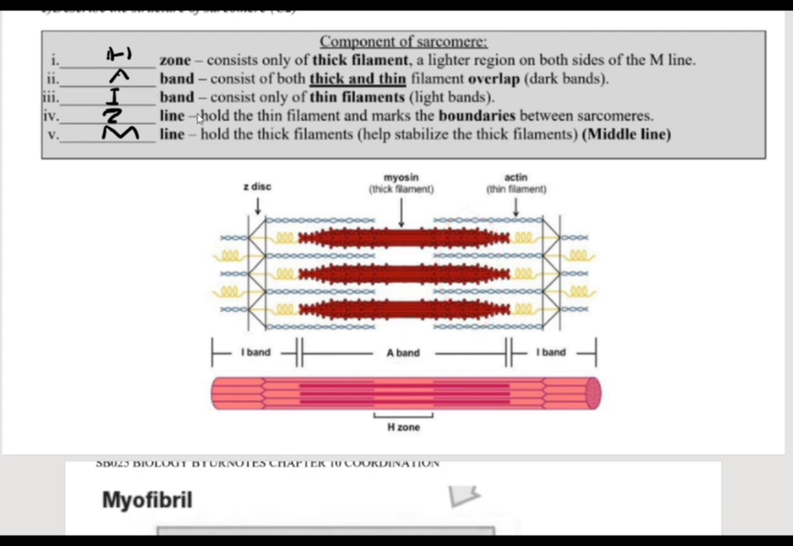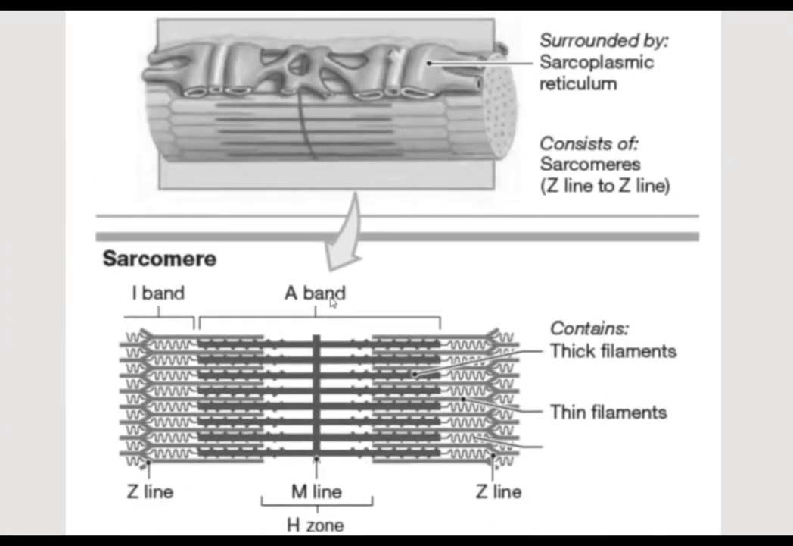The third one is the band that consists only of thin filaments. The thin filaments are in here, so the band that consists of thin filament only is the I band. The fourth one is the line that holds the thin filament and marks the boundaries between sarcomeres. So it is the Z line. The last one is the line that holds the thick filament, which helps stabilize the thick filament in the middle. So it is actually in here, but in this image it didn't show. As you can see, it's in here. Okay, so that's it.